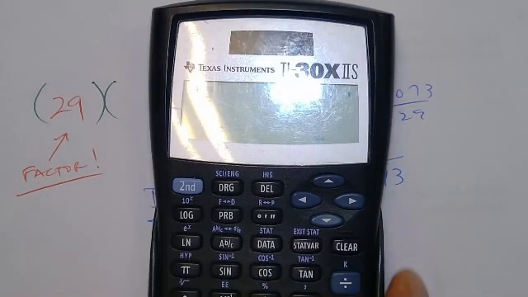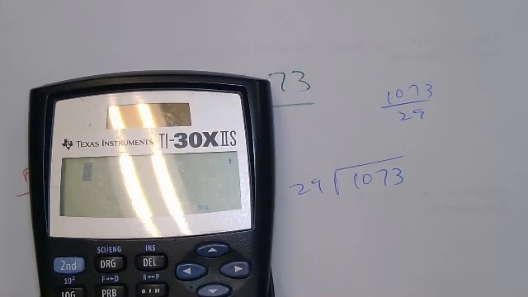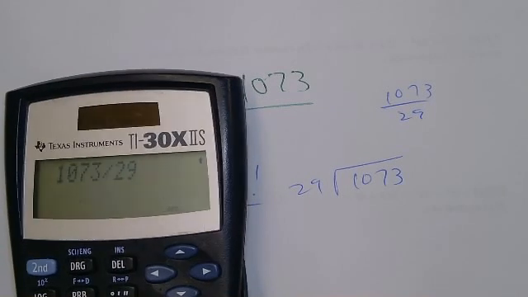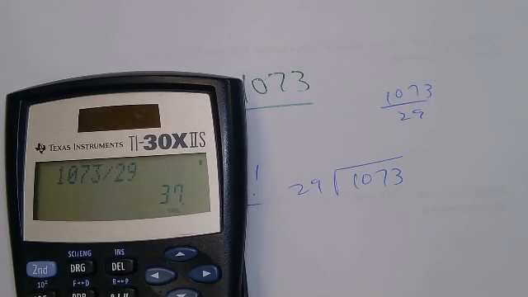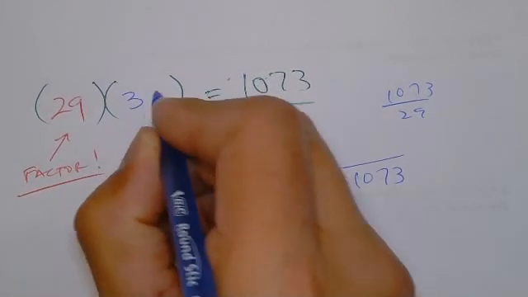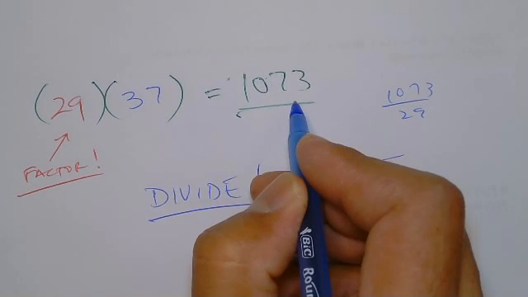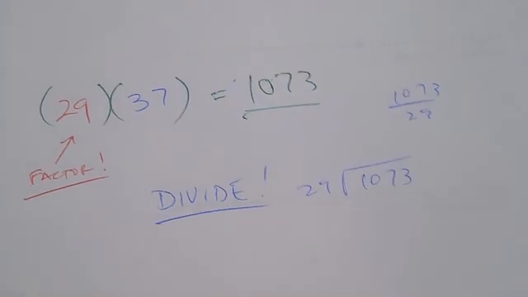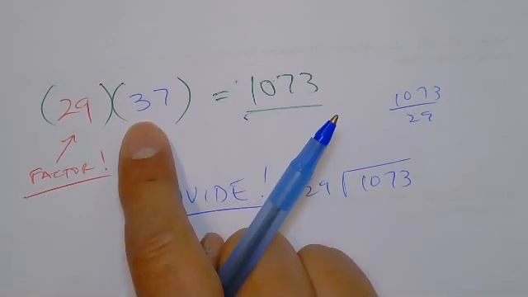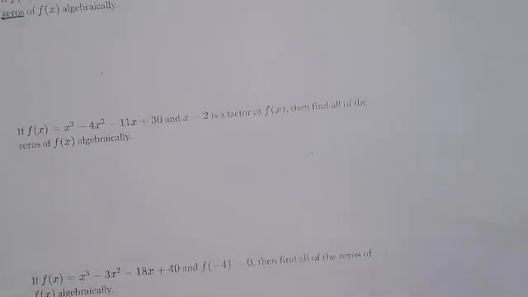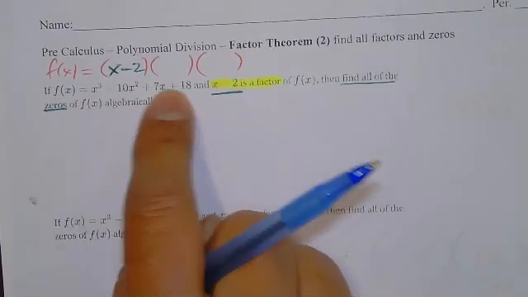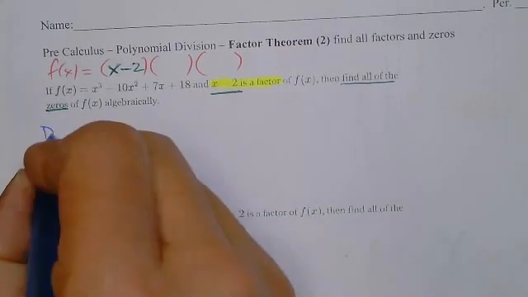You guys did it on your calculator? 1073 divided by 29. Boom. What does that mean? That means that 29 times 37 is 1073. Isn't that right? Yes. So that's the same concept. If I know one of the factors, it divides in, and it'll break it down, and it'll help me find the other one. So guess what we're going to do here, everybody? We're going to divide the polynomial by x minus 2.